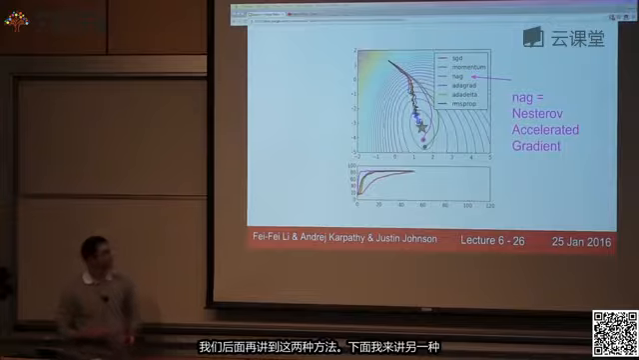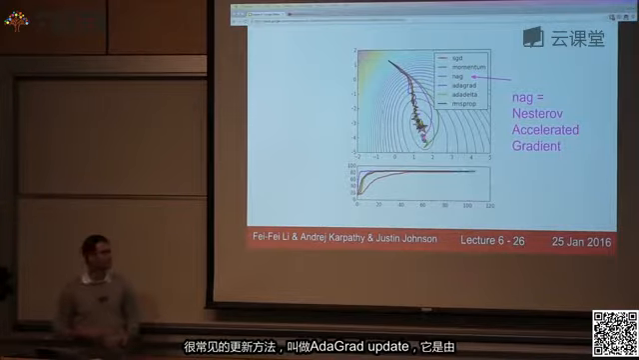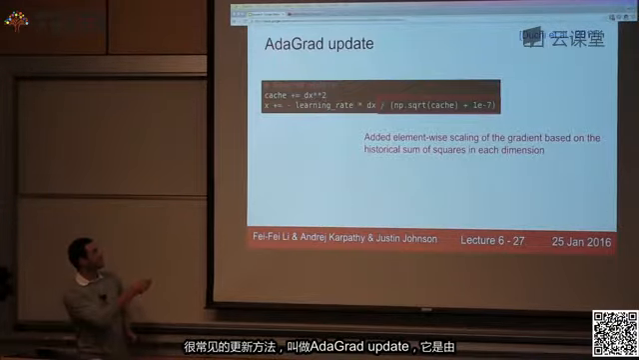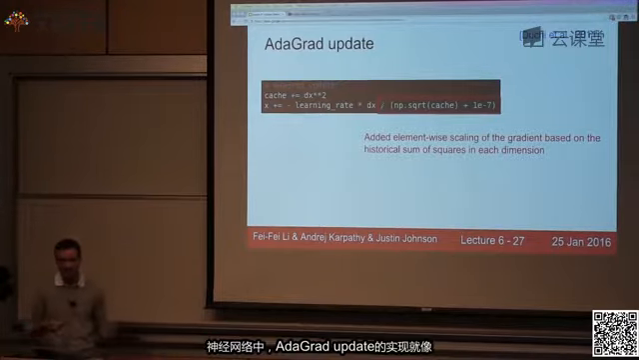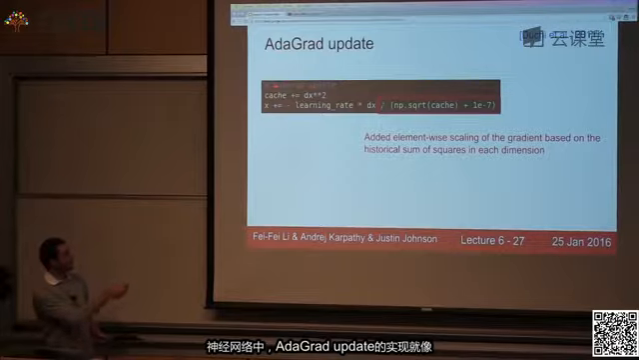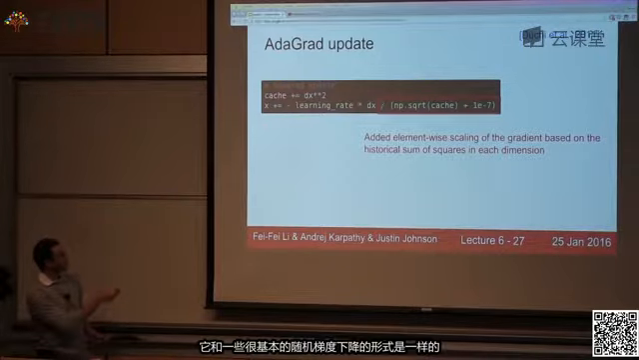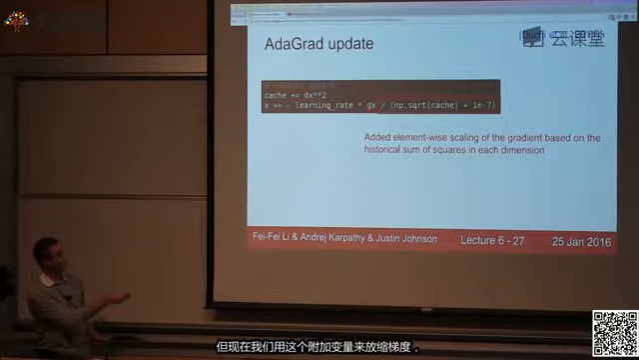OK, so let me jump into another update that is very common to see in practice. It's called Adagrad, and it was originally developed in the convex optimization literature, and then it was kind of ported over to neural networks, and people sometimes use it. So the Adagrad update looks as follows. We have this update as we normally see.